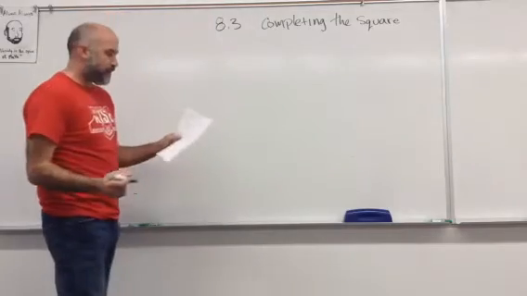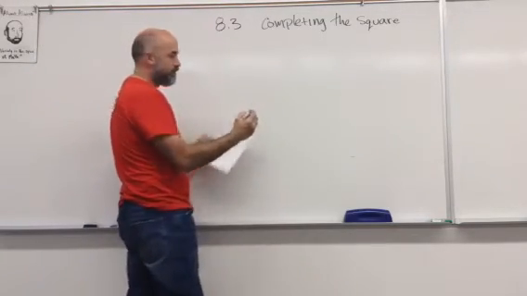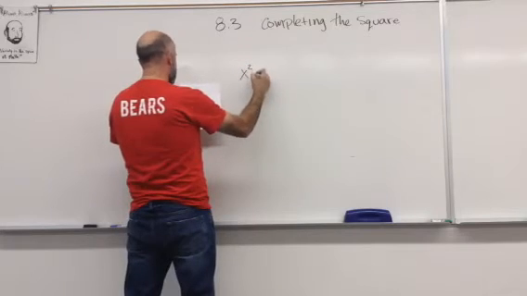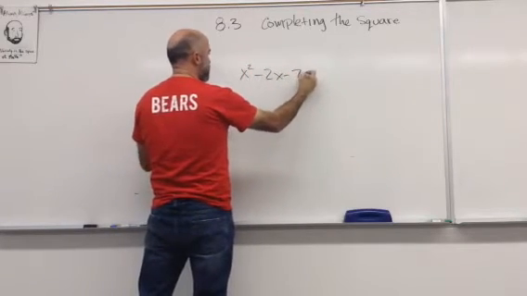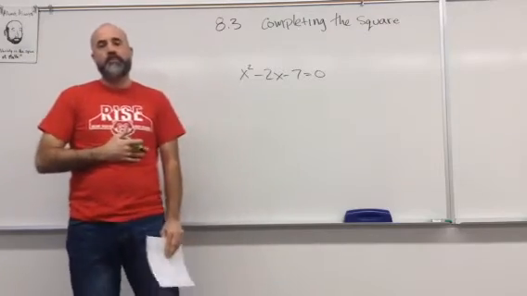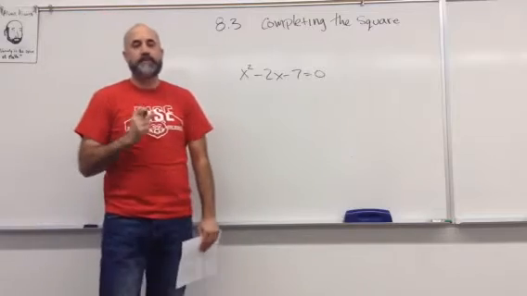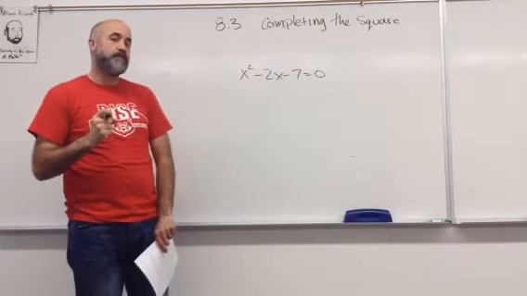Okay, we're back. We'll try this again. This is example number 4. x squared minus 2x minus 7 equals 0. I would, if I were you, push pause on this and try on your own and then see if we can come up with the same answer. Go ahead and push pause.